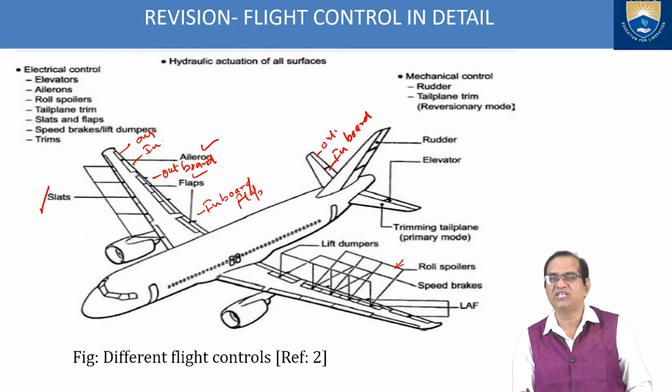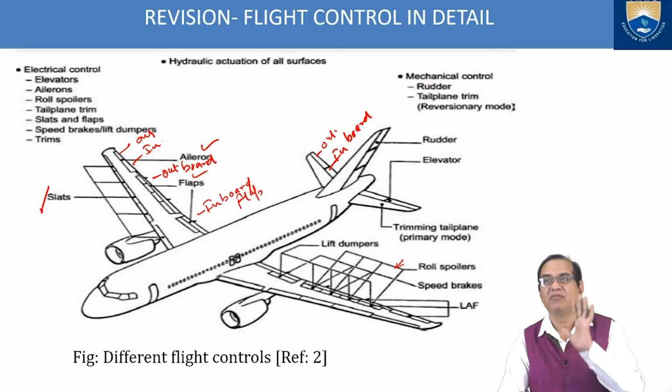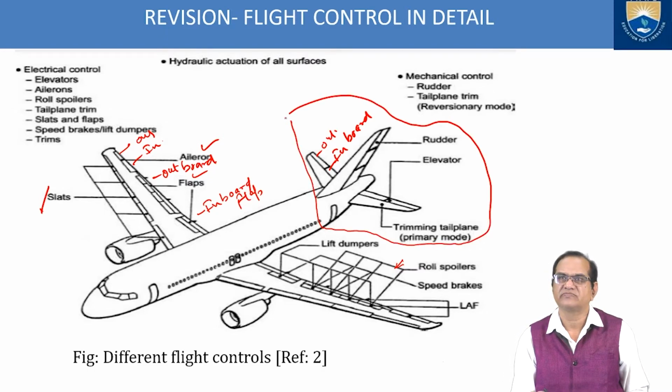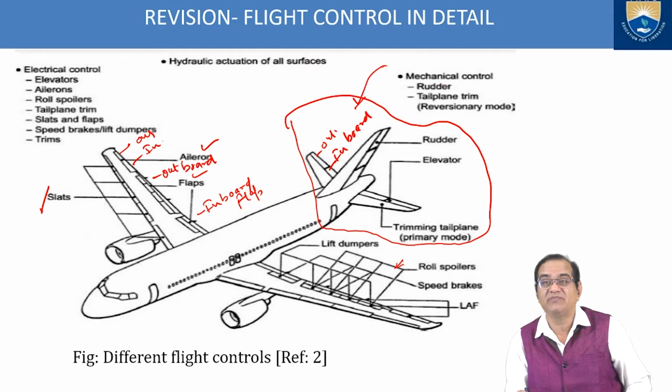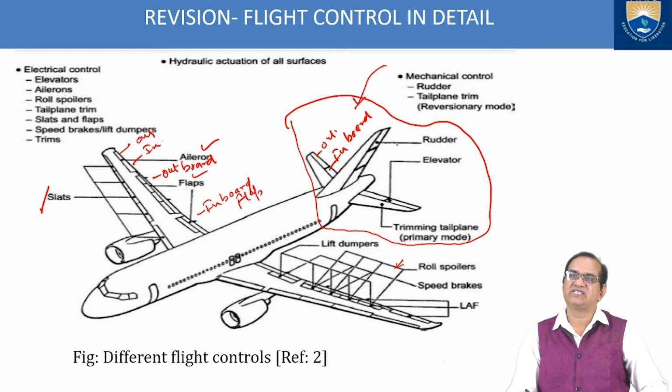However, a few things are mechanical also. They are hydraulic and electrical, but these are also mechanical, especially the rudder and tail plane trim. This zone, you can see, is the empennage zone. This zone is mechanical also. They are also electrical and hydraulic, but they should also be operated mechanically, because for both of these controls the redundancy of the system has to be increased. To increase this redundancy, we should use this type of system.